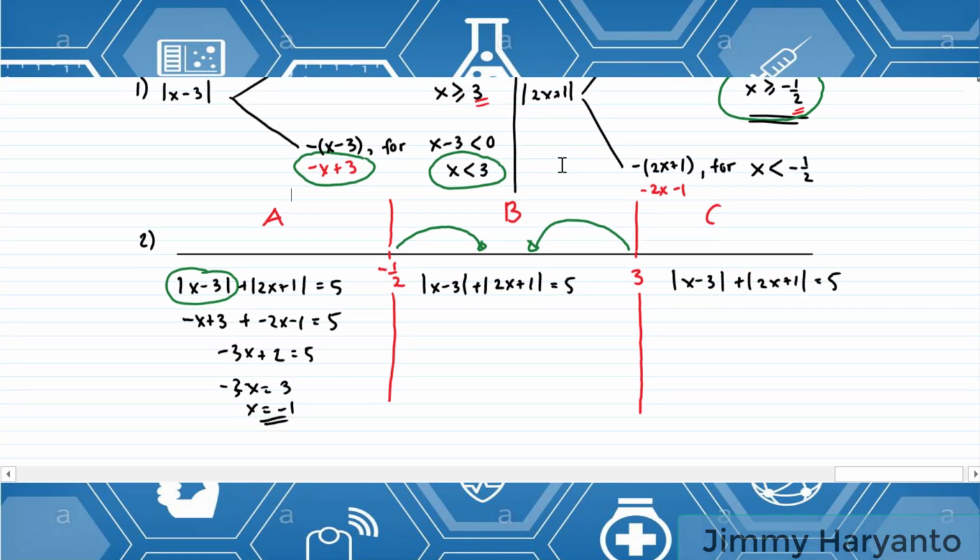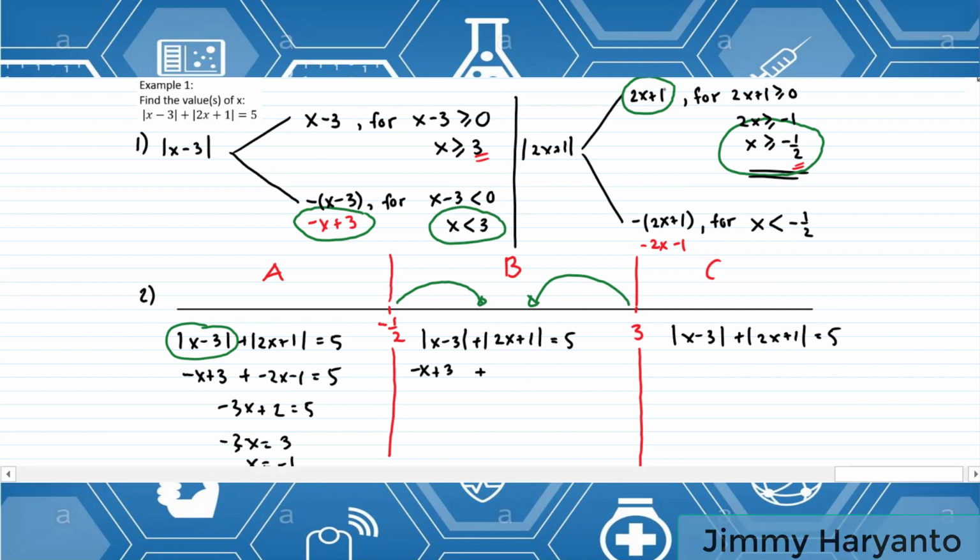Okay, for room B, the absolute value of x minus 3 changes into negative x plus 3, plus, for 2x plus 1, it changes into this. Okay, so 2x plus 1 equals 5, and then solve it. x plus 4 equals 5, x equals 1. That's it for room B.